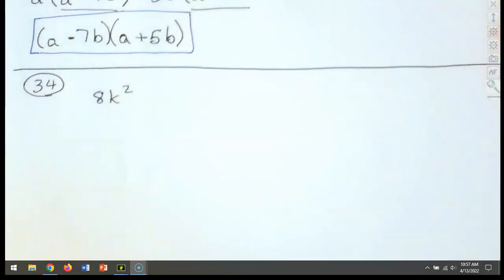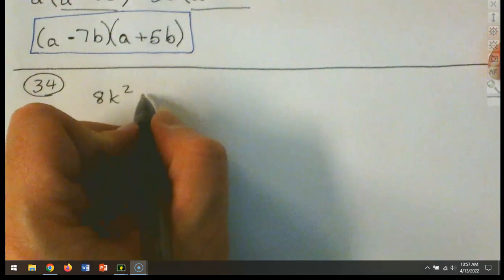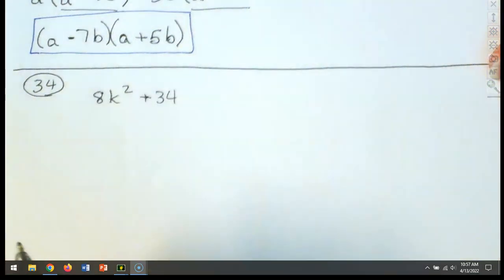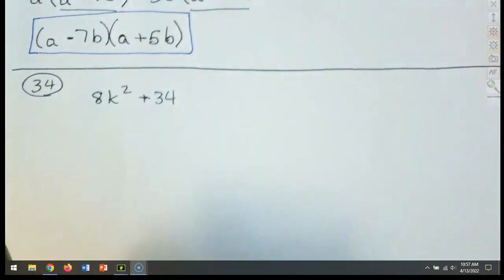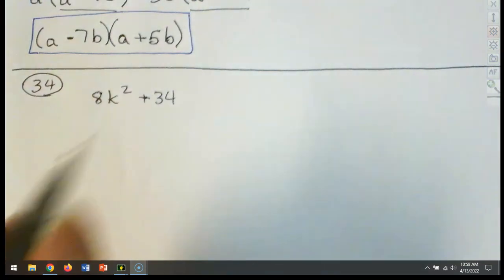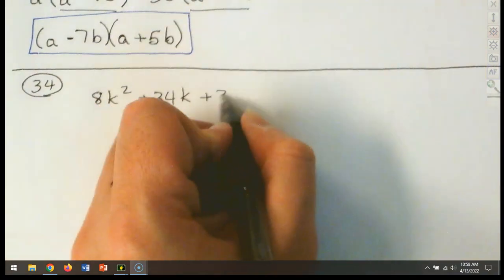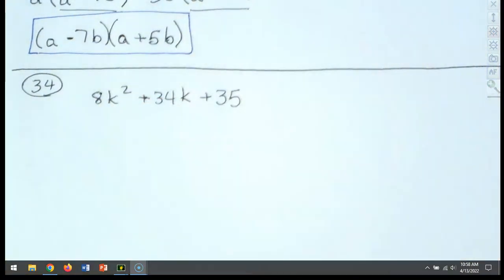8k squared plus 34k plus 35. Okay, so in this one, we don't have to put the 1 in there, and this one's going to be a little bit more of a challenge. The numbers are going to get a little bit larger, but it can still be done.